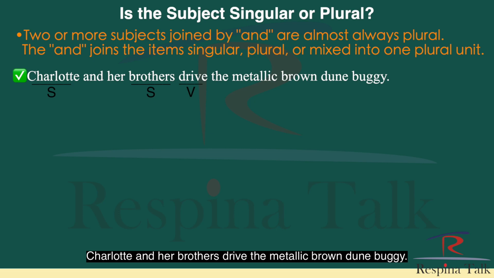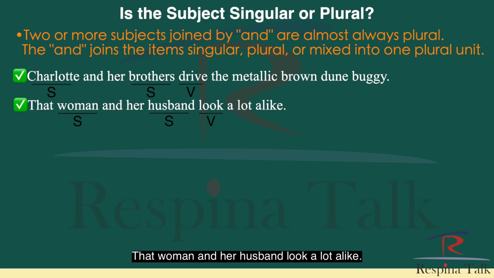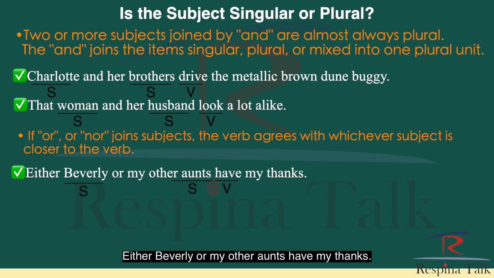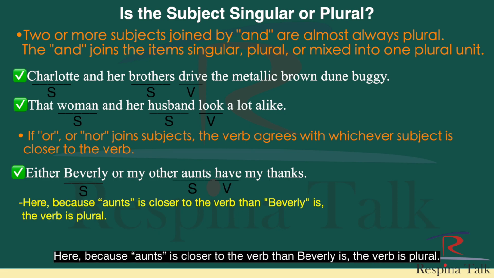Charlotte and her brothers drive the metallic brown dune buggy. That woman and her husband look a lot alike. If or nor joins subjects, the verb agrees with whichever subject is closer to the verb. Either Beverly or my other aunts have my thanks. Here, because aunts is closer to the verb than Beverly is, the verb is plural.